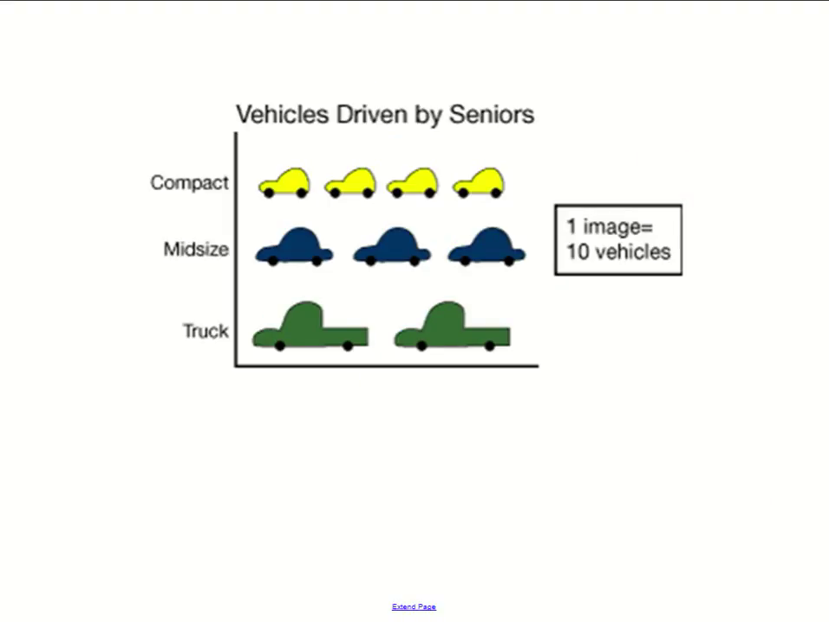Here, once again, we have that image problem where compact cars, by seniors, there's really 40. Mid-size, there's 30, and truck, there's 20. While the compact and mid-size look like they're the same amount, really they're not. Truck is really 20. It's really the least.